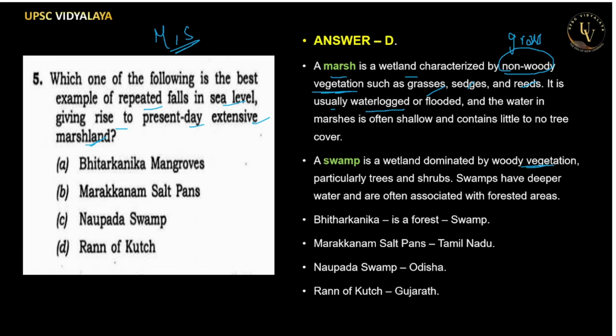Now let us come back to the question. Bhitarkanika mangroves are forests. If you are talking about a forest, then wood should be present. So can we say the mangroves fall under marshes? No, they are swamps. Markanam salt pans are located in Tamil Nadu. They also have some wood, so we cannot categorize them as marshy lands. Naupada swamp is in Odisha. The Rann of Kutch is dominated by salt and sand, etc. So we can consider the Rann of Kutch as the appropriate answer. So the answer for this is D.